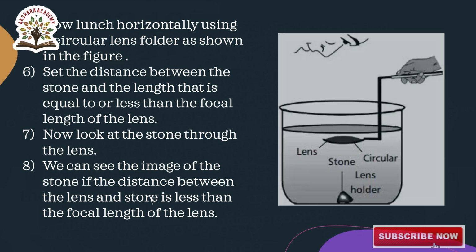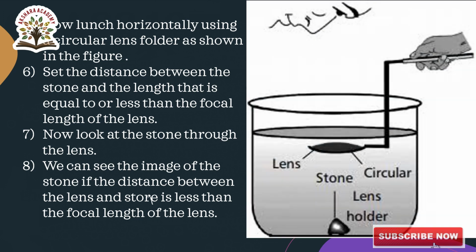See the picture. Here this is the cylindrical vessel and this is the lens holder, and here we are taking the stone, and by the lens holder we are placing a lens. This is the circular lens holder, and this is the stone.